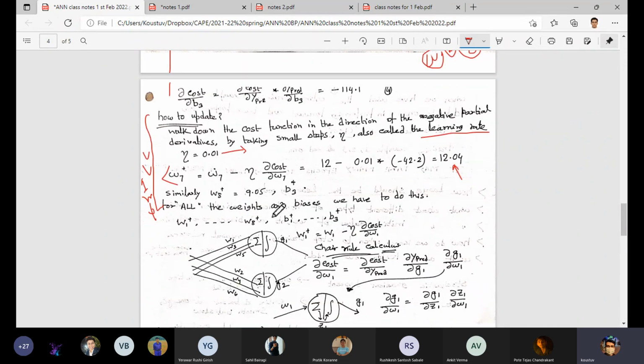For all the weights and biases, we have to do this. That means we have to do it for W1, W3, W4, W5, W6, all. This side we have done, but this side is left. But with respect to what? Again, the same cost function. With respect to the cost function, we have to calculate all the updates. For all the weights and biases, we have to use the same cost function, because it is almost interconnected or inherent in this whole modeling.